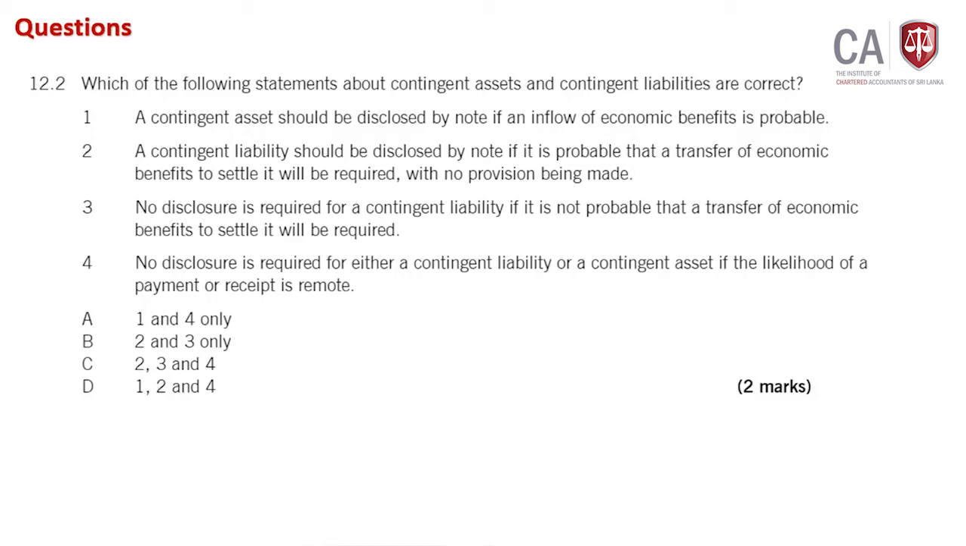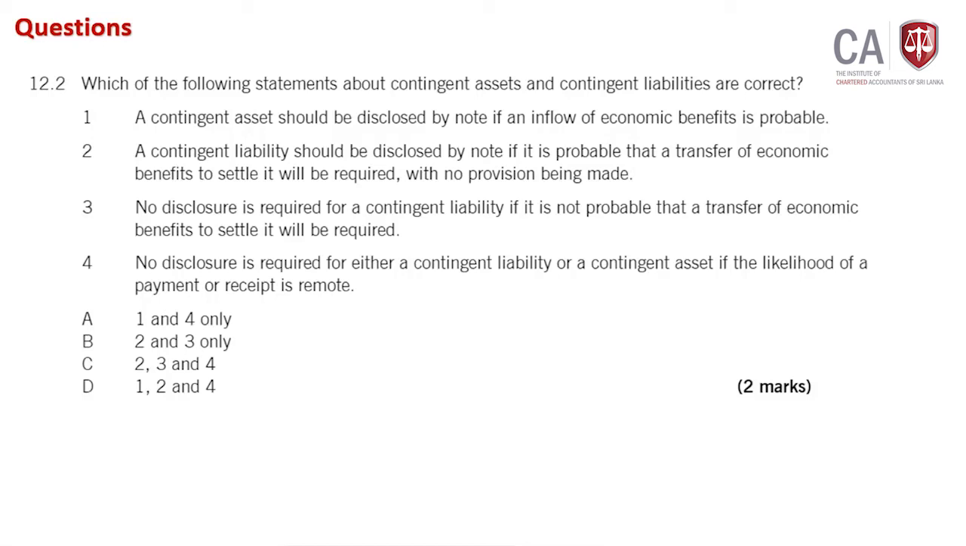Read this. Contingent assets should be disclosed, but not recognized, if an inflow of economic benefits is probable. Correct. Contingent assets should be disclosed if it is probable, fine. But if it is virtually certain, yes, you can recognize the asset. Other than that, you have to disclose. Correct. Statement 1 is correct.